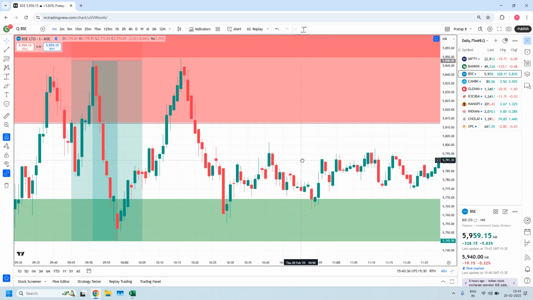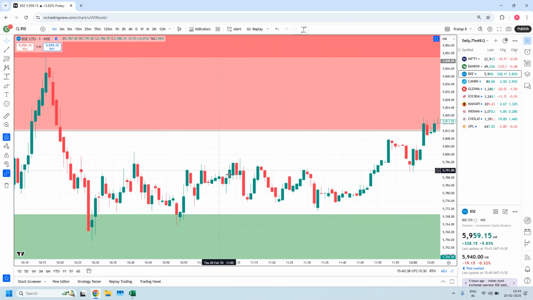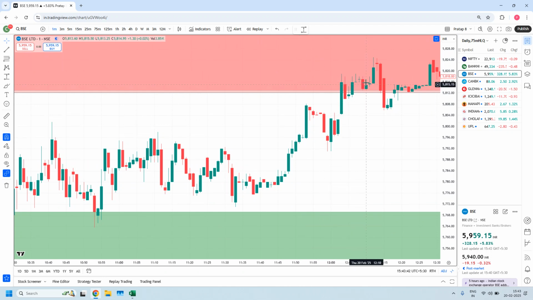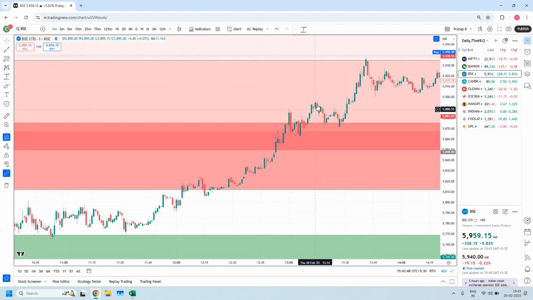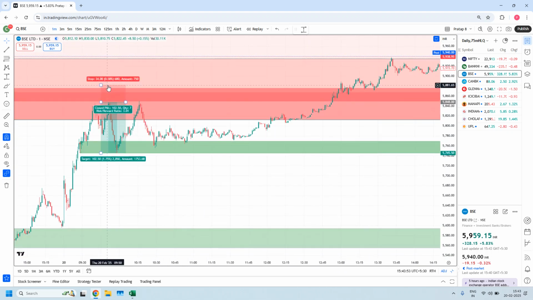Let me show you. See, after that what happened? Prices stayed near this zone for a lot of time, and then prices started moving up, and this time this entire zone is violated and your trade would have been stopped out. See, this is your stop loss value. Already hit the stop loss here.